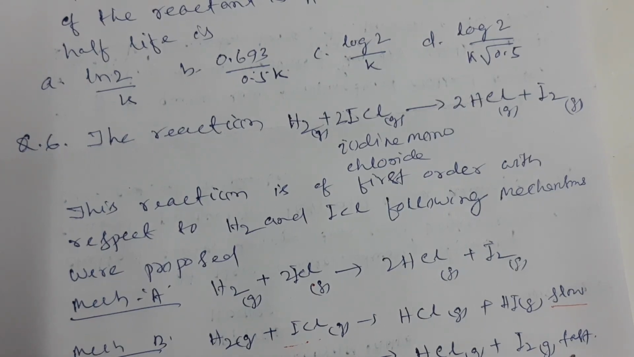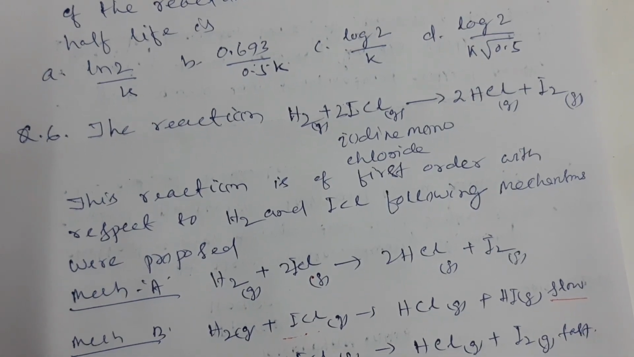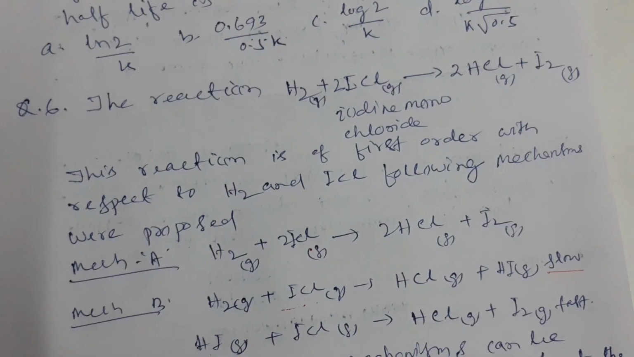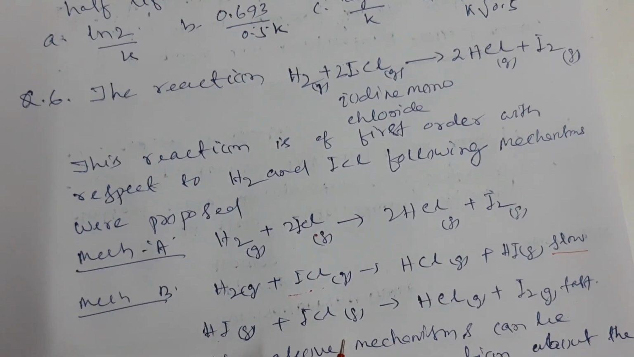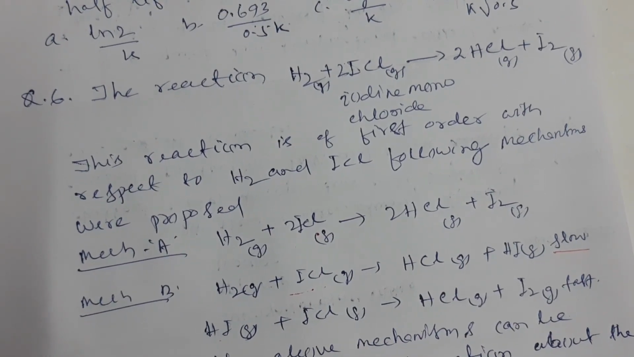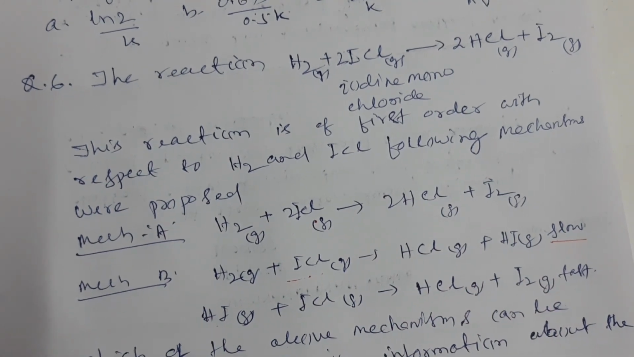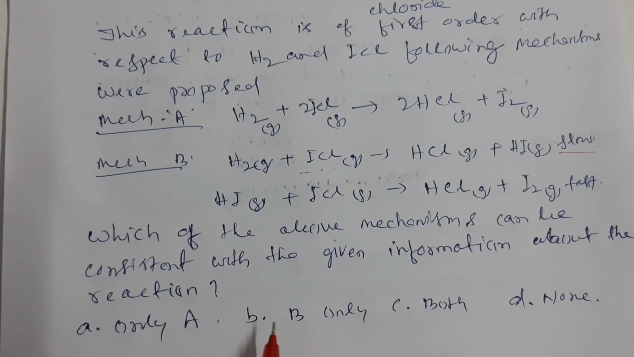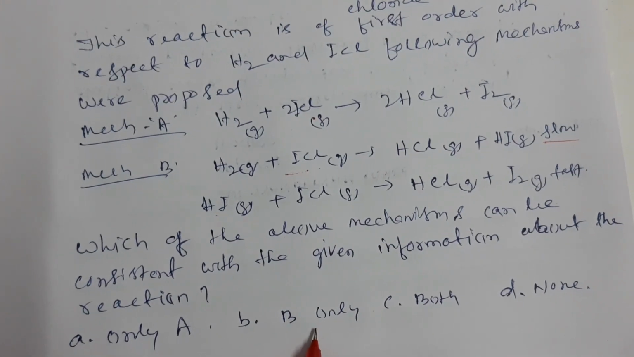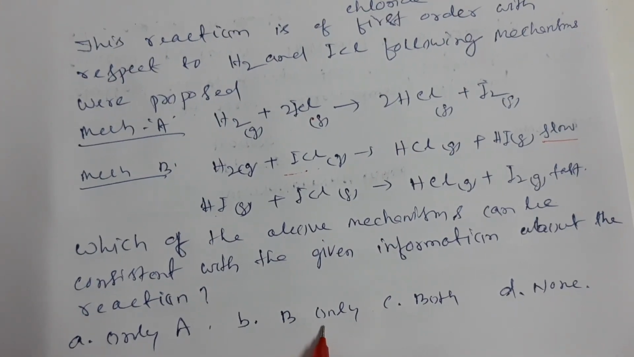Generally we know the slow step is the rate determining step. So out of these, which one is the correct mechanism? Where is the slow step? It is the correct mechanism. So only B, out of the choices, is the correct answer. Only B is the correct mechanism.